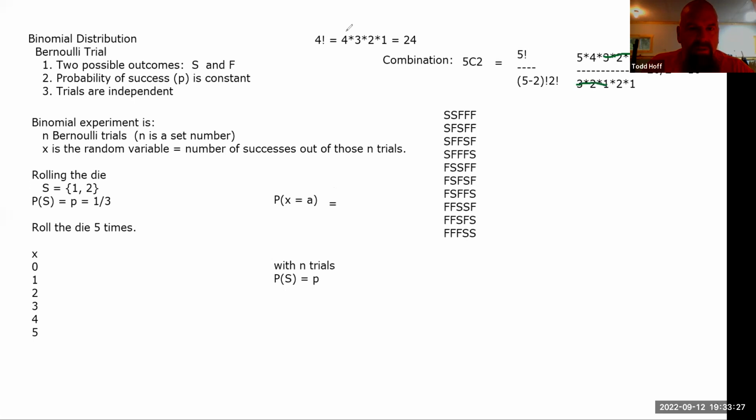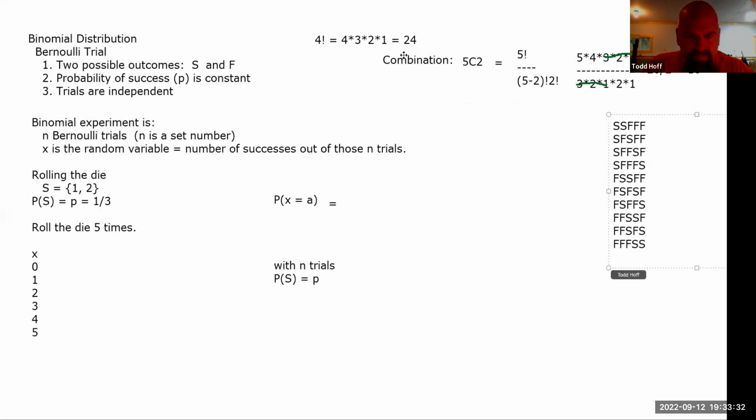So the formula, I move some stuff out of my way here. To get A successes out of N trials is N choose A, times the probability of success to the power of the desired number of successes, so that's A, times the probability of failure, so that would be the complement of P, or just 1 minus P, to the power of the number of failures, so that'd just be N minus A. If there's N trials and A of them are successes, the rest are failures.